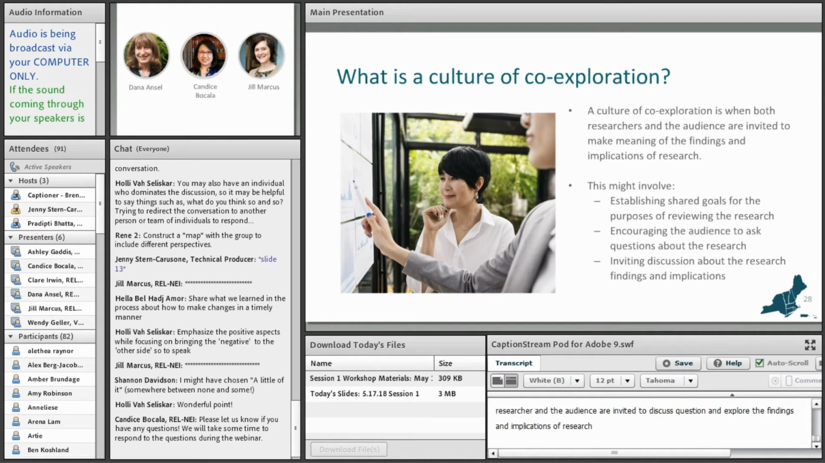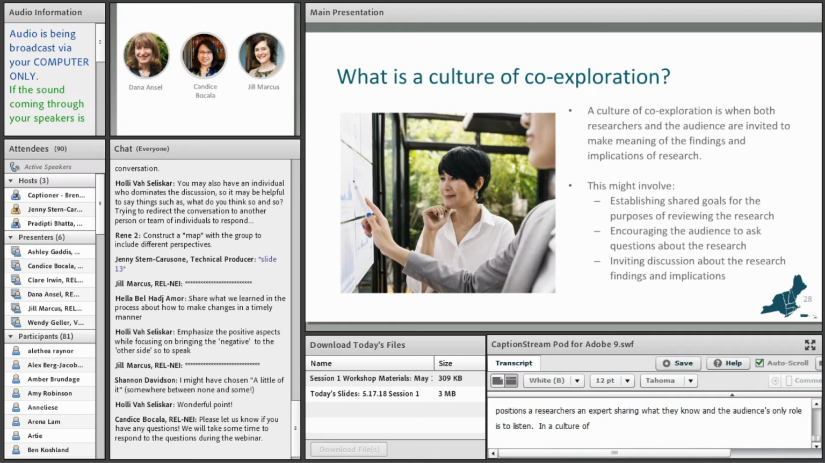So what is a culture of co-exploration? This is what we are calling when both researchers and the audience are invited to discuss, question, and explore the findings and implications of research. This is done after the research has been completed, and you really want to begin discussing it with your audience. This is really different from how researchers typically present work.